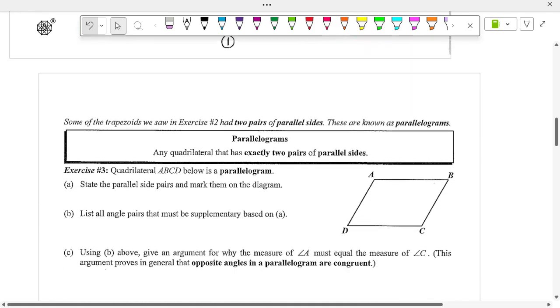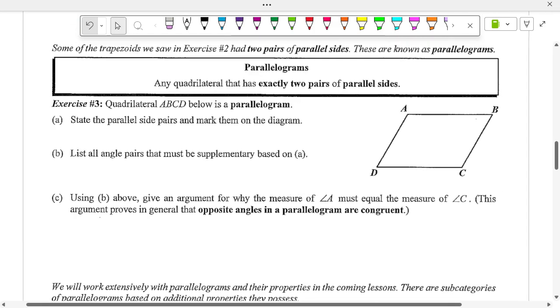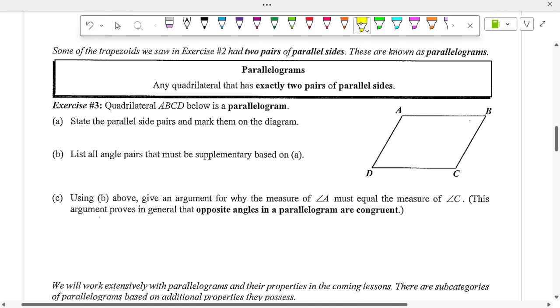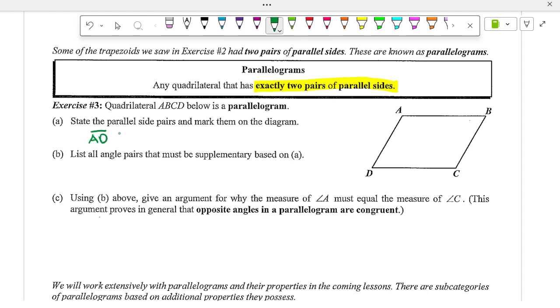Now, the next one is parallelograms. So remember, parallelograms are any quadrilateral with exactly two pairs of parallel sides. So, given this parallelogram in exercise 3, A, B, C, D, what are my two pairs of parallel sides? So what's one pair? AD and BC. So AD is parallel to BC. So remember, this little symbol right here means parallel.